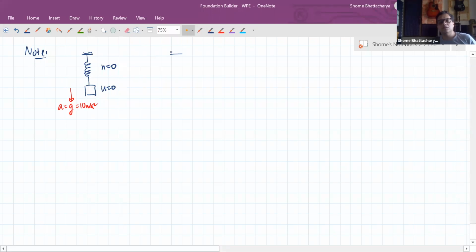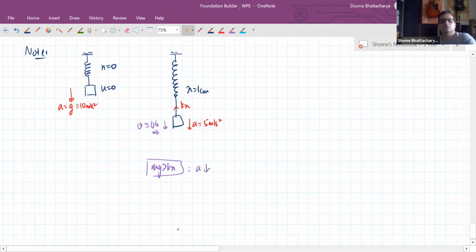Now, just now we saw that by the time it comes to a position where x has become 1 centimeter, its downward acceleration has reduced to 5 meters per second square because there is spring force kx acting on it, okay, and it's also got a downward speed of nearly 0.4 meters per second, close to that, okay. So here what is happening at this stage, if you see, mg is greater than kx, so it is accelerating downwards, okay.